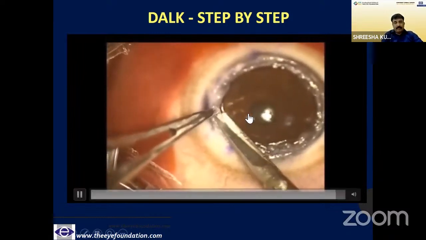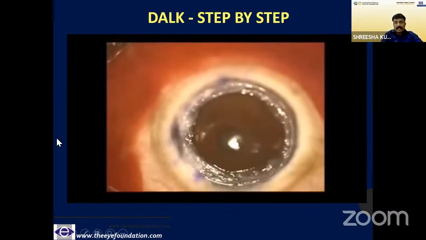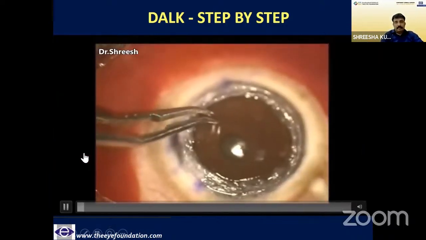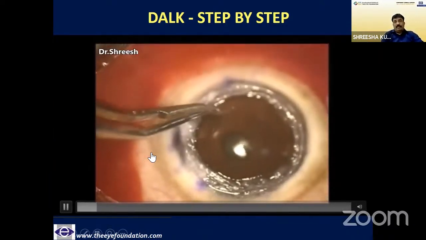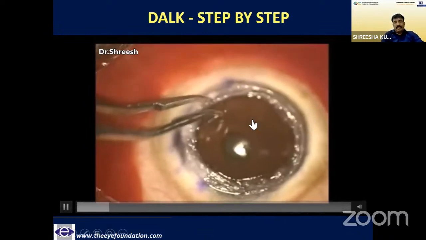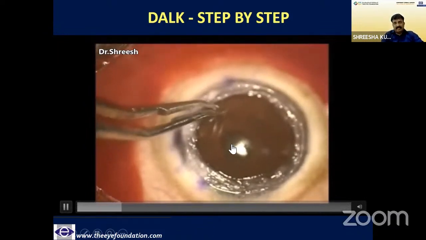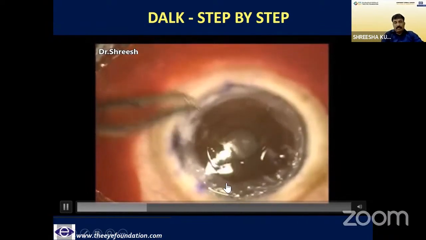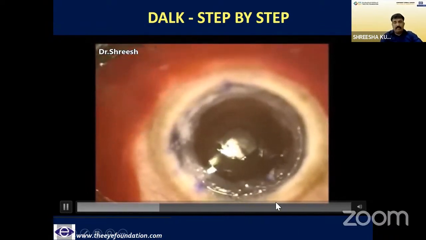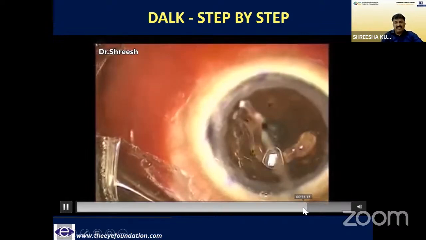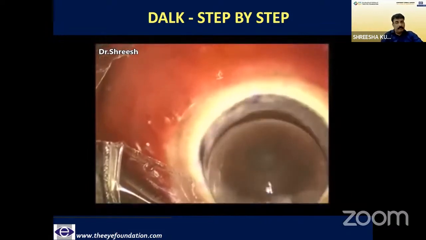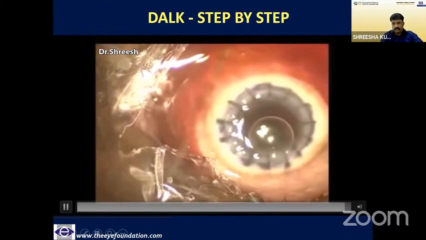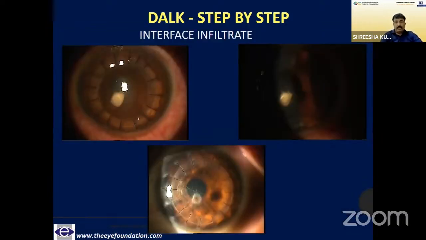But I continued my dissection. This is what happened. It perforated. There was a limbus to limbus tear, so a large tear. So I had to convert this into PK. The patient ended up with the PK. But of course, the patient did very well. This is the case of macular dystrophy, and his visual acuity had improved significantly.